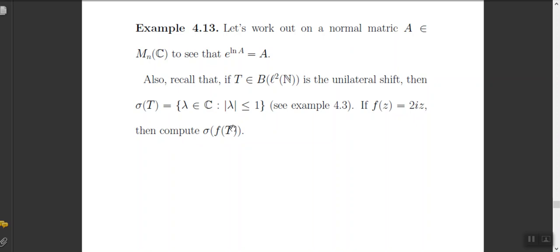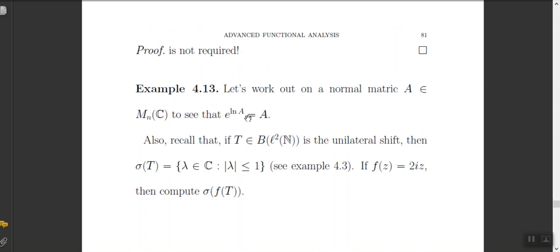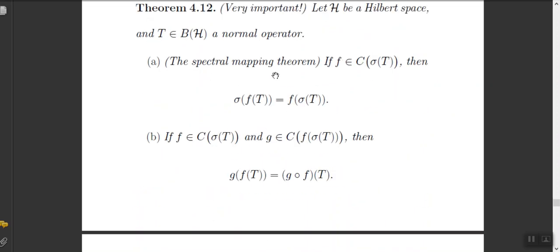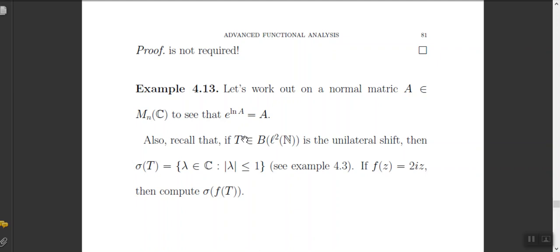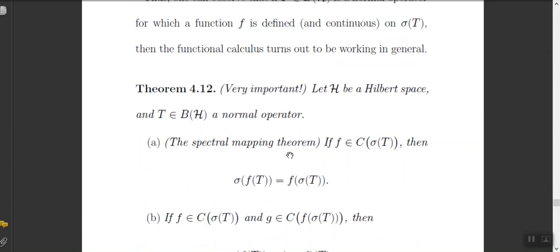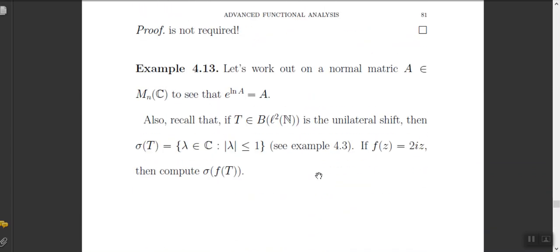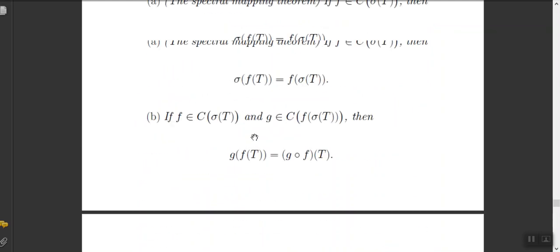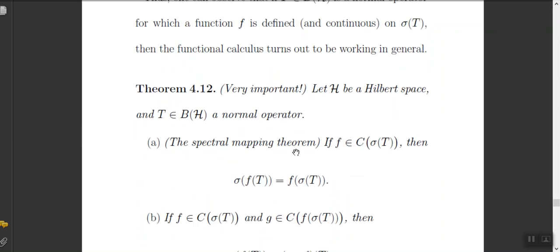But let me mention something. You can see here, we want to apply the spectral mapping theorem, right? But in this example, T is not a normal operator, but still we can apply the spectral mapping theorem. And the reason is that our function is a polynomial. Actually, when the function is a polynomial, you can define f of T for any bounded linear operator. It doesn't matter, normal or not normal. So this is just some example to explain this spectral mapping theorem.